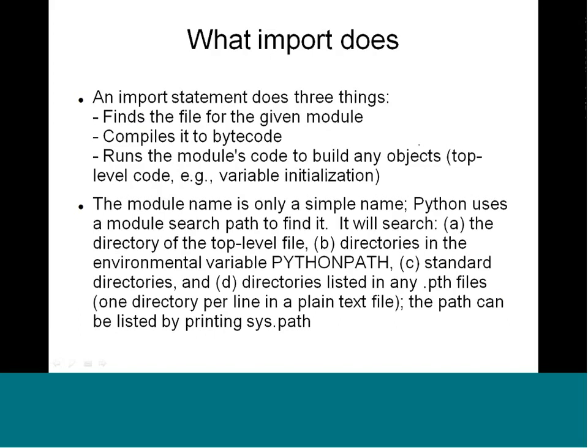It will search the directory of the top level module or the top level file, then directories inside the environment variable called PYTHONPATH, then the standard directories, and then finally the directories listed in any of the path files in your directory. Here it is basically one directory per line in a plain text file. Essentially, that's how you specify the .pth file. The path can be listed by printing sys.path. So if you print sys.path, it will list the path.